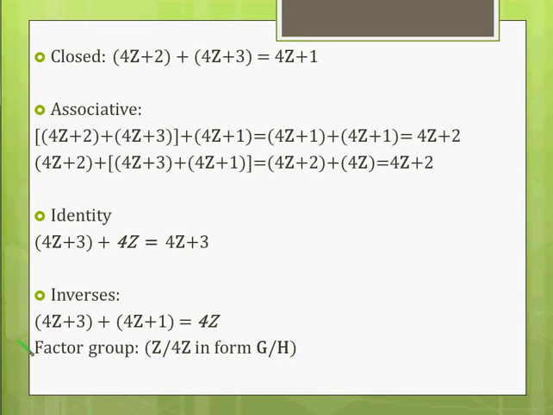So the way we write this factor group is z mod 4z, and it's in the form g mod h. That's what we say a factor group is, in the form g mod h, some group modded by the subgroup, which again should make more sense in a little bit. So the identity of the factor group is the subgroup, and that's always true.